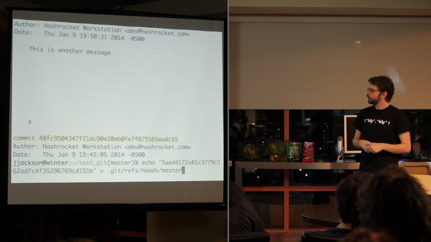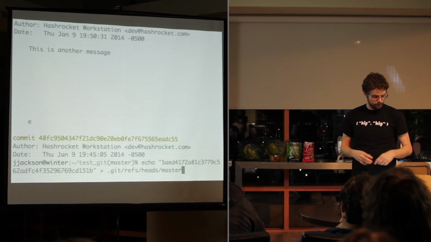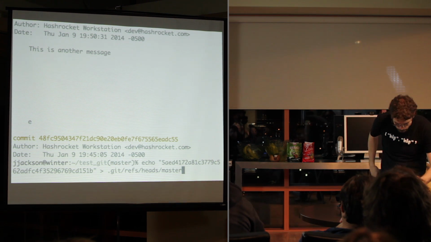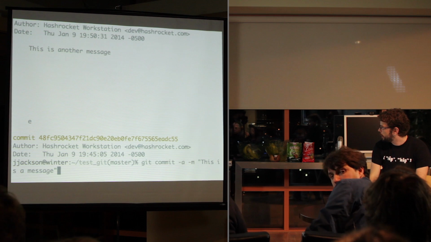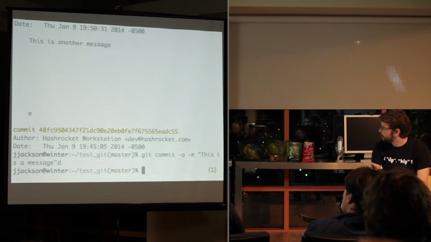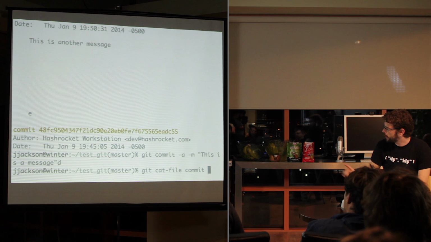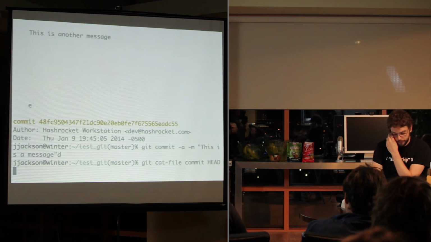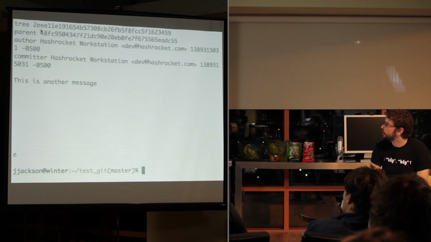Can you show what actually went into that tree we created? Do we have the tree object? We can get it with git cat-file. I'm going to cat the commit file and pass HEAD, because it's HEAD now, which is our commit. And then this is the tree.